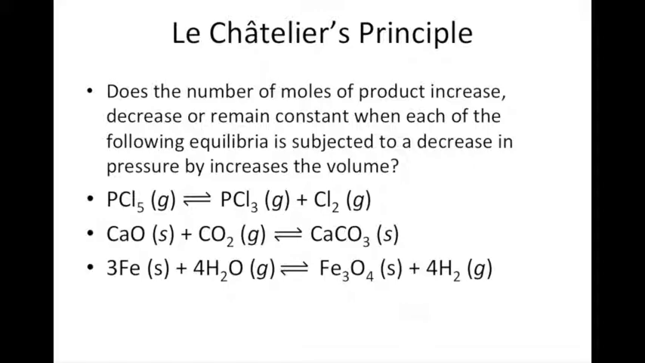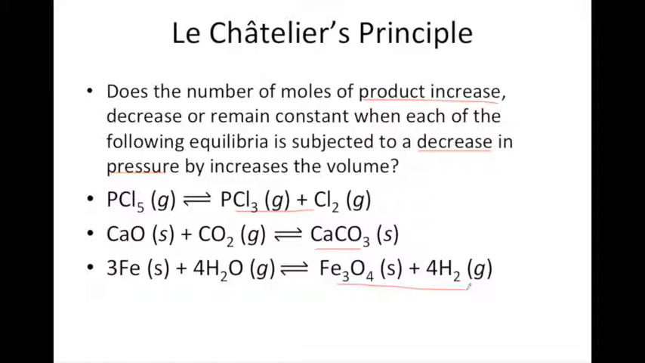So take a look at this problem. For each of these reactions, does the number of moles of product increase, decrease, or remain the same when each of the following equilibria is subjected to a decrease in pressure by increasing the volume? So if we decrease the pressure and increase the volume correspondingly, what will happen to the moles of my products? Will they increase, decrease, or stay the same? Pause the video and predict that.